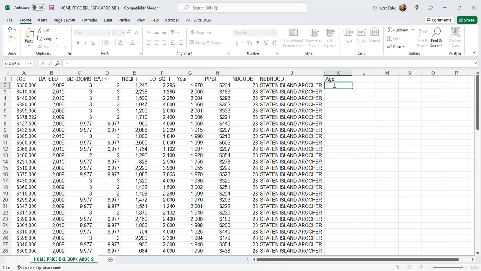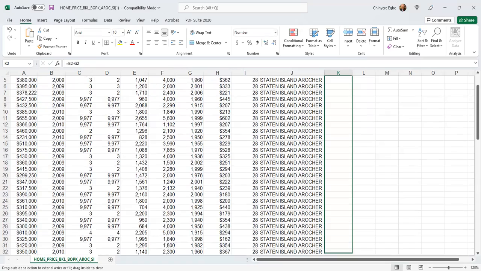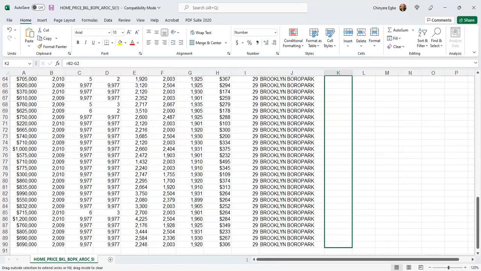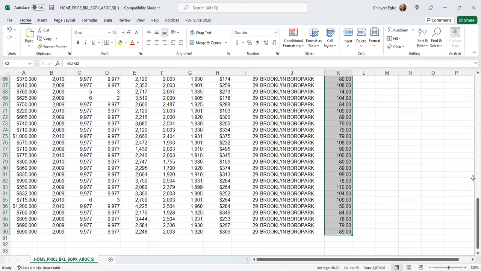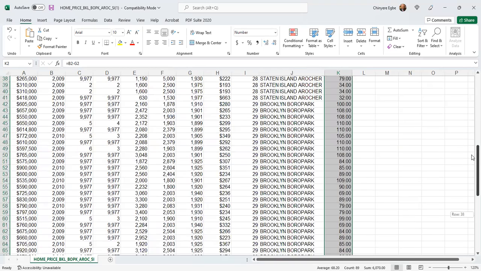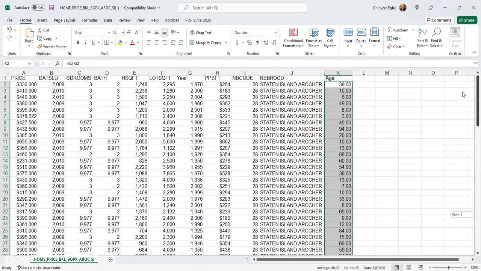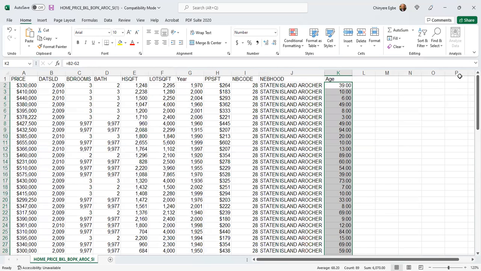So it was B2, which is where you have the date sold, minus G2, the year the house was built. So you drag it down. And so you have all the information that you need. All right, so now you have age.